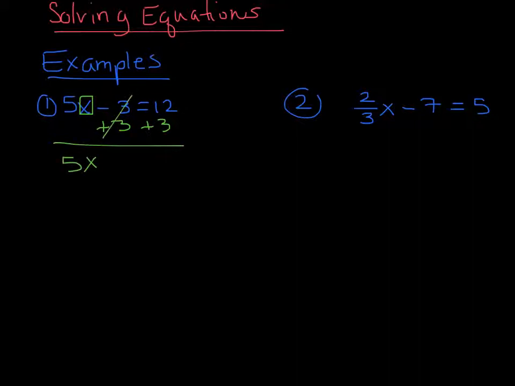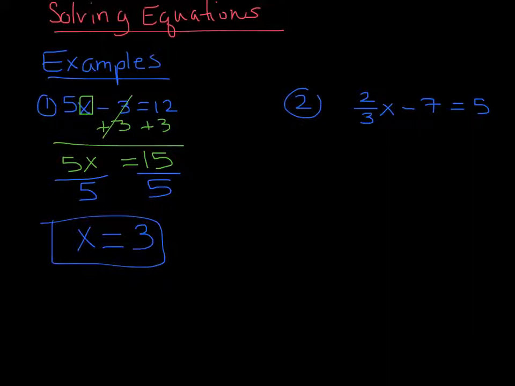We're going to be left with 5x on the left-hand side. Negative 3 plus 3 is 0, so those cancel out. 12 plus 3 is 15. You make sure you bring down your equal sign, and then we have 5x equals 15. Then the next thing that we need to do is, this is 5 times x, so we're going to divide both sides by 5. That will give us x equals positive 3.